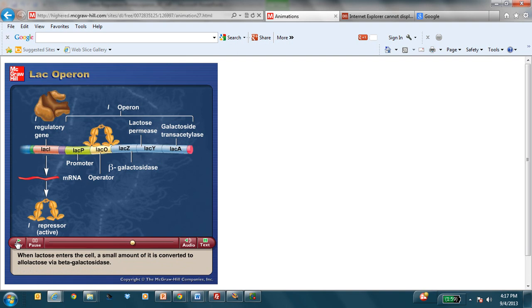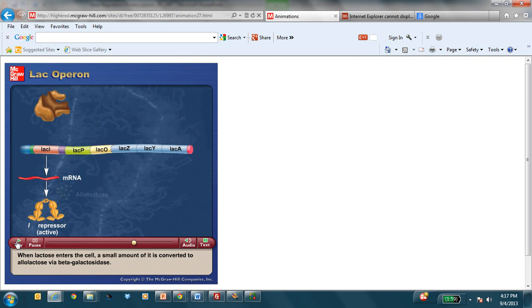When lactose enters the cell, a small amount of it is converted to allolactose via beta-galactosidase. Allolactose binds to the LAC repressor. This causes a conformational change in the LAC repressor protein that prevents it from binding to the LAC operator site. Inactive LAC repressor is unable to bind to the LAC operator site.